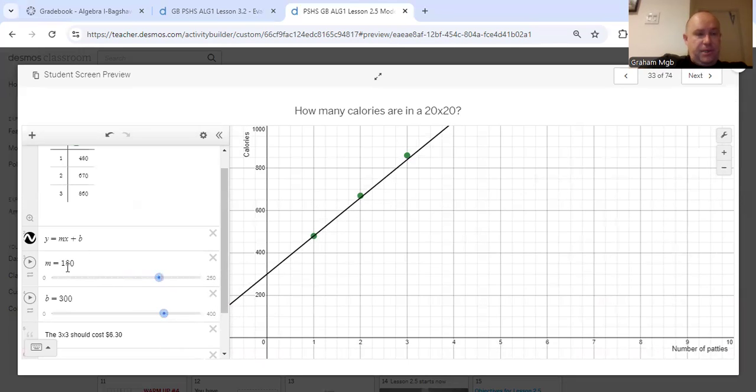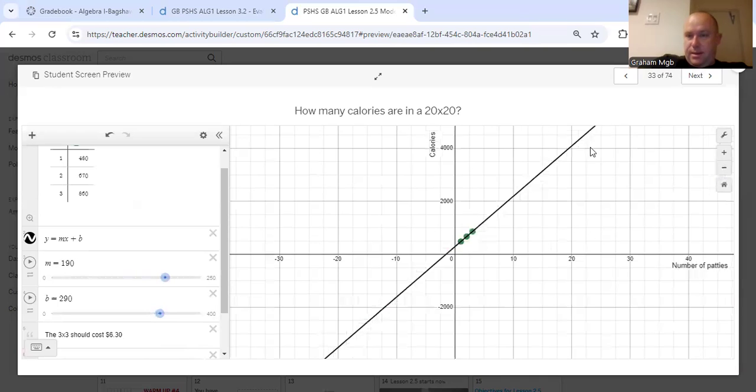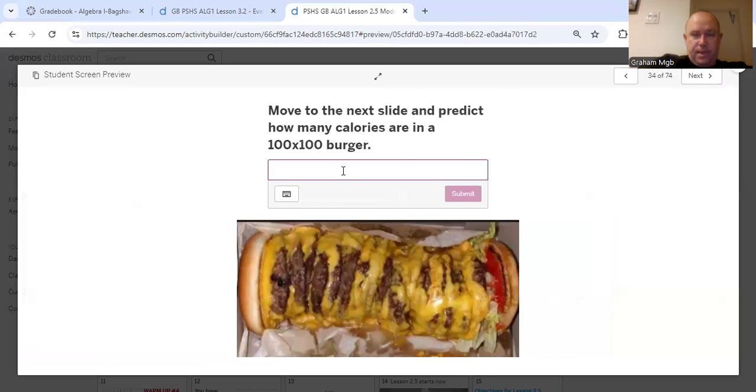And actually, I should have known this is not steep enough. Having worked out that it goes up by 190, that rate of change, I only have 180 here. So I can use that to figure out exactly what that should be. And yeah, that looks pretty good. Now, for figuring out the 20x20, I got to do a little zooming out here. And 4,090 looks like the correct answer for this one here.